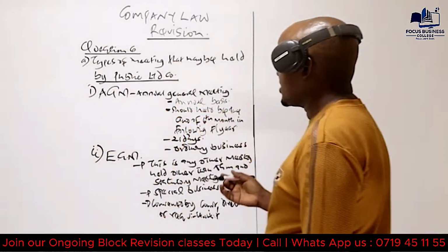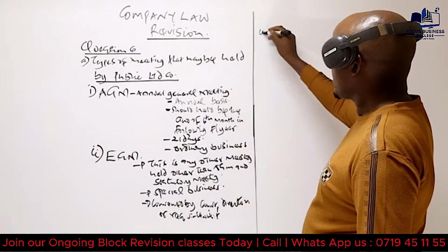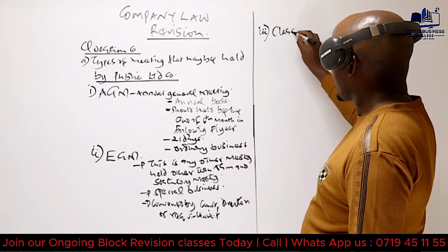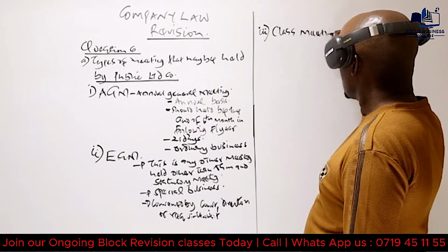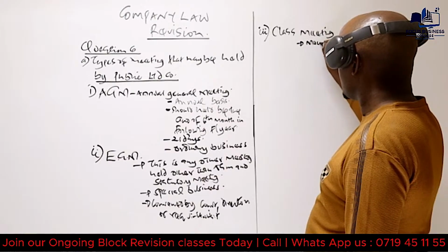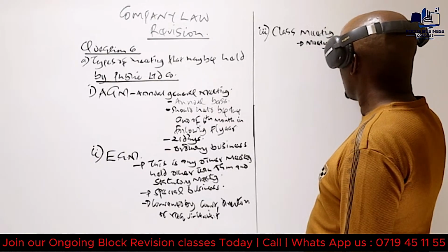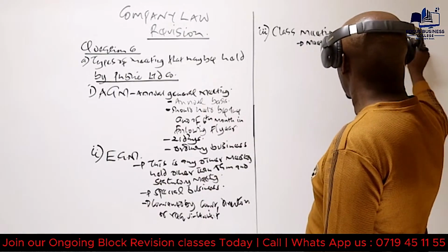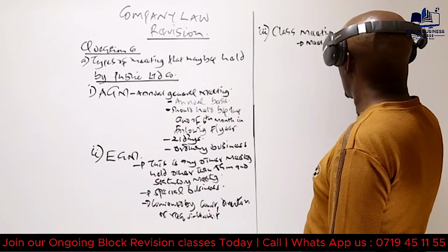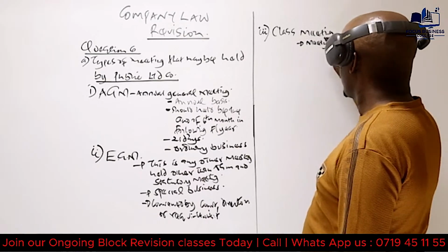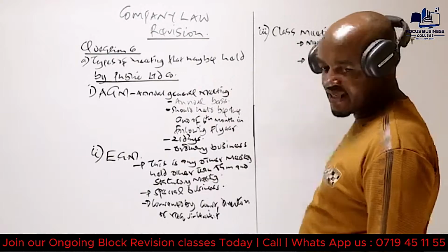So the other meeting which can also be held by a public company is a class meeting. And actually we say the class meeting is a meeting of a certain class of shareholders.